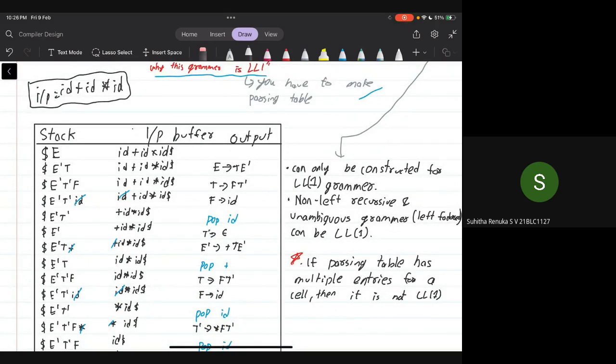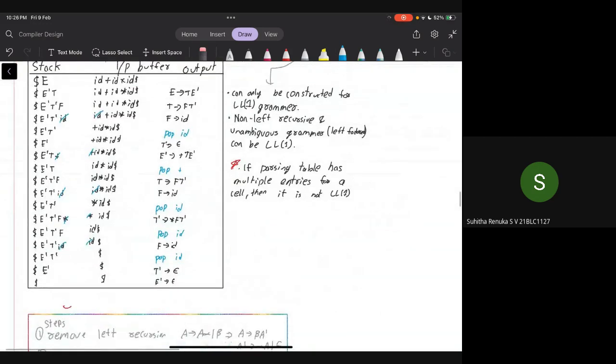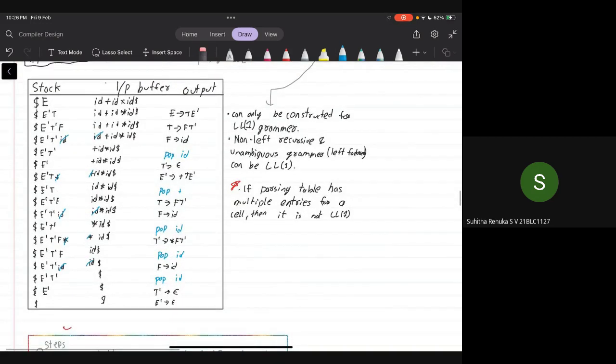In the stack, you will always first have the start symbol E. Then you write the input buffer and add a dollar at the end of the input buffer, and then you write the output. The first one will be nothing. Now when you're writing this, wait, let's do it again. I'll show you how to do this.